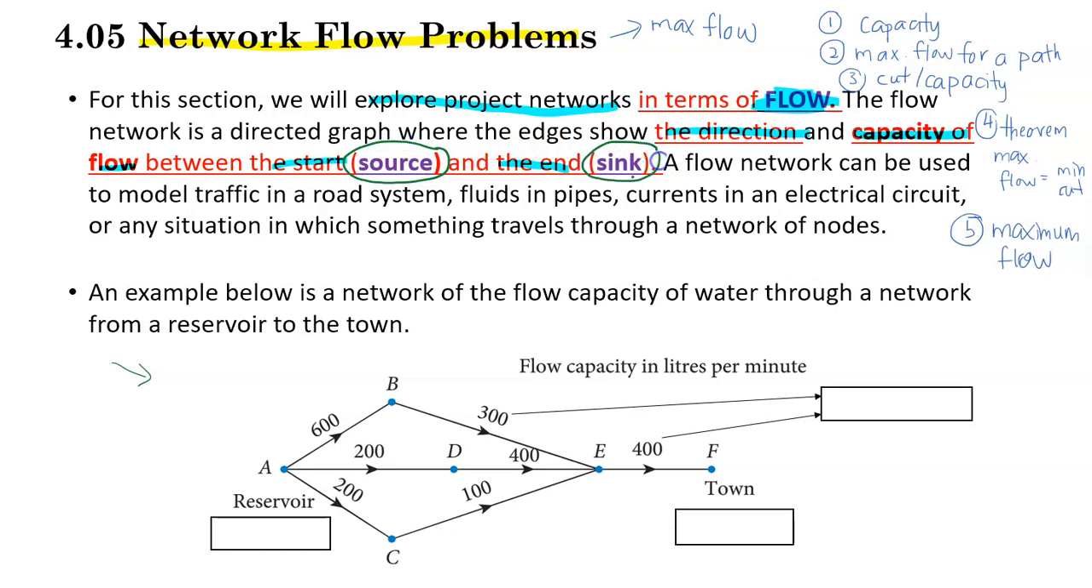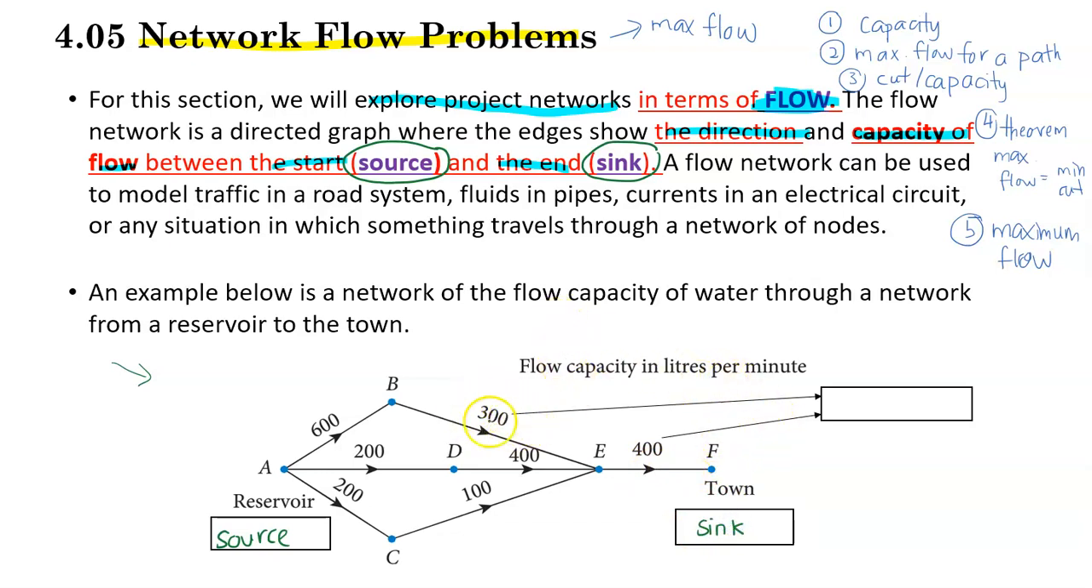So why is A the source here? Because all the directions go out to the other nodes. That means A goes to B, A goes to D, A goes to C. That means you have an outflow for A. And for F, your flow stops there at the end. So F is the sink.